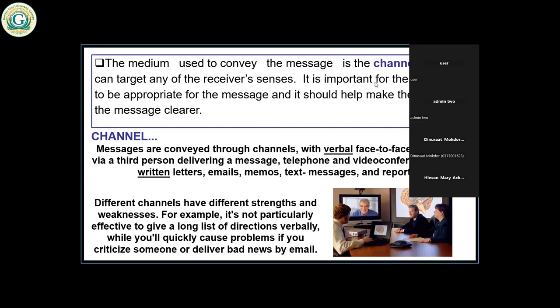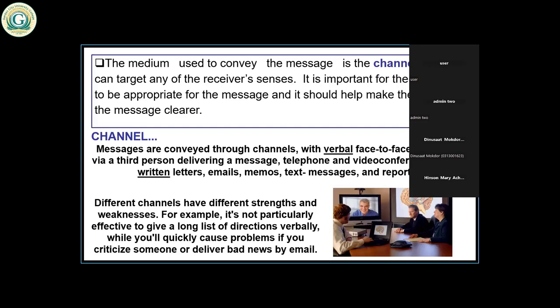So the medium used to convey the message is the channel, and it can target any of the receiver's senses. It is important for the channel to be appropriate for the message, and it could help make the intent of the message clearer. Messages are conveyed through channels such as verbal face-to-face meetings. It can also be through a third person delivering a message, or through telephone and video conferencing, as you can see on the screen.